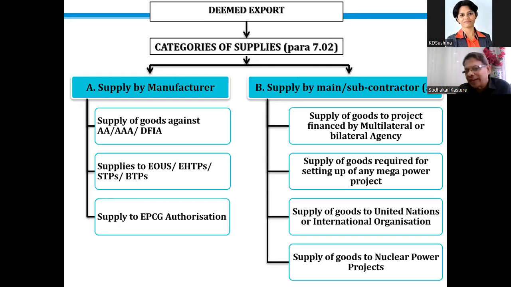There is another category of deemed exporter. Understand this. This is also very critical understanding. Supply of goods to projects financed by multilateral or bilateral agency. We'll take one or two examples, you'll understand. Here, the supply is not necessarily by the manufacturer. It is supply within India by main or subcontractor.